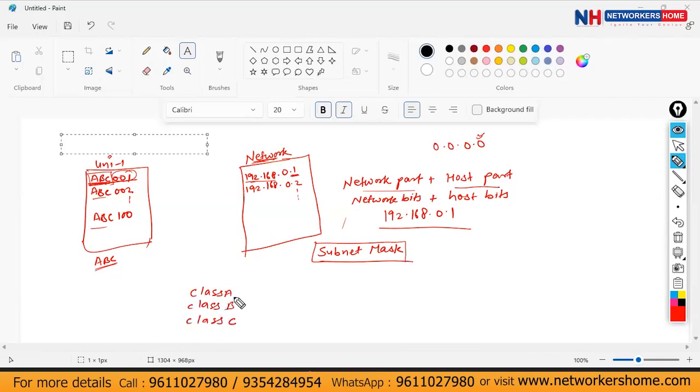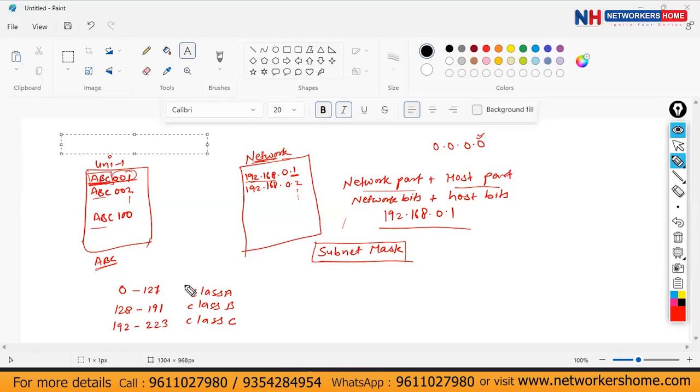Correct. So if I talk about class A, what is the range of class A? 0 to 127, because this is the first octet value we are talking about. Then class B, 128 to 191. And what about class C? 192 to 223. Okay, so these are the values.